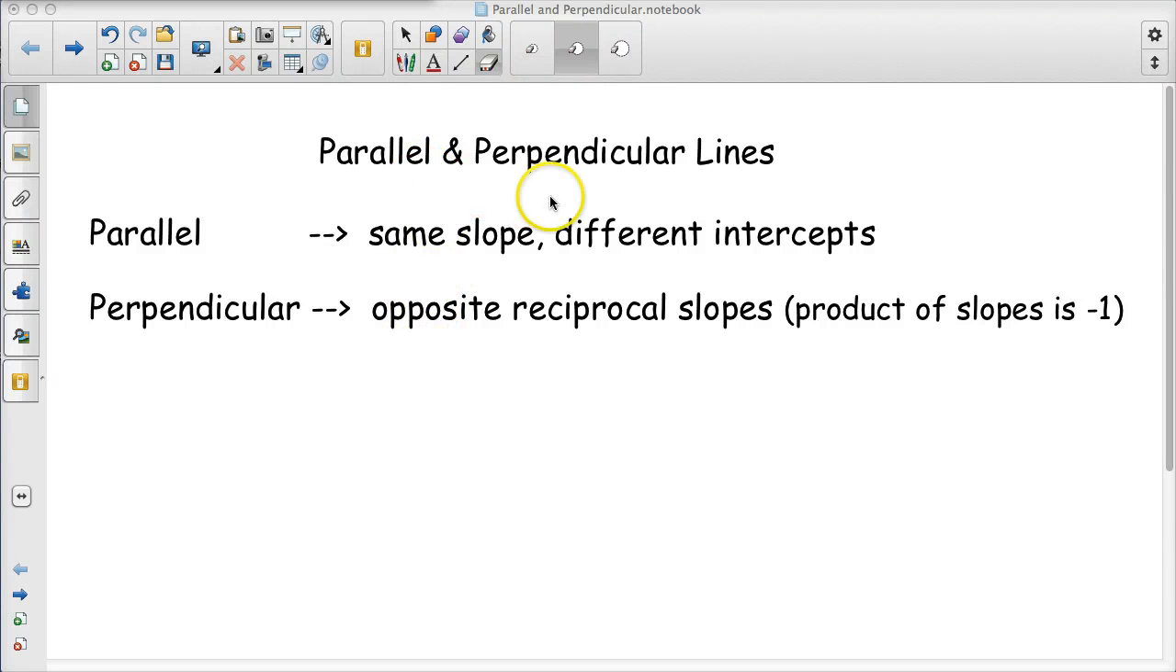Let's talk about parallel and perpendicular lines. Parallel lines have the same slope but different intercepts. They lie in the same plane and they never intersect.